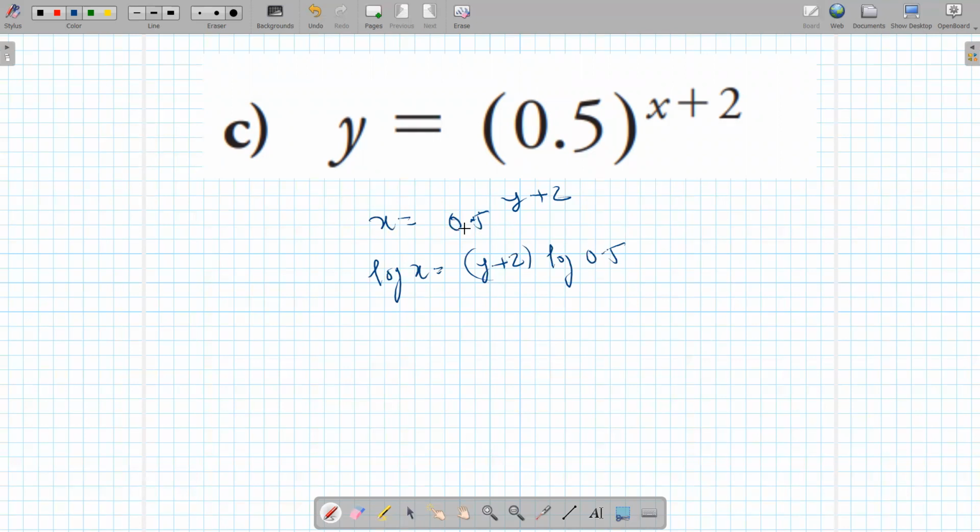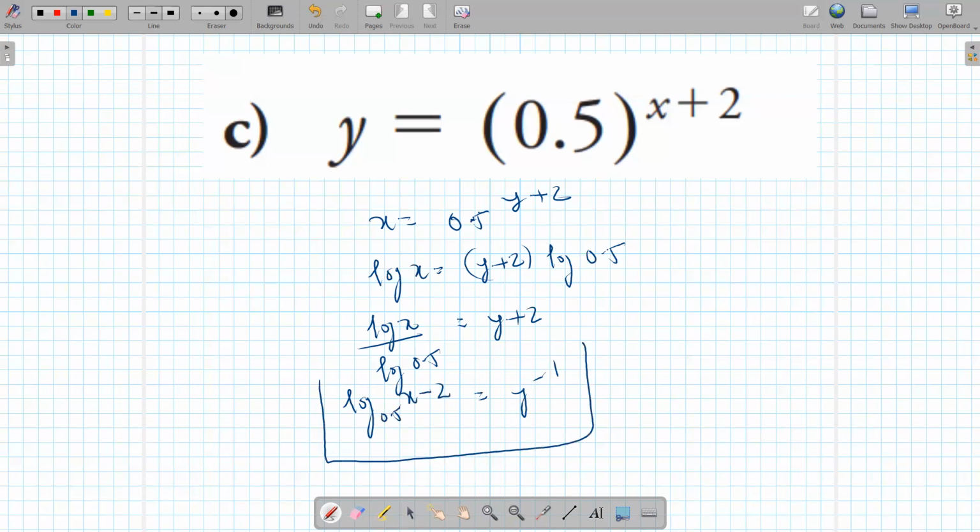We took the log on the right side, which allows us to bring the exponent down. Now we're going to divide both sides by log 0.5. And then finally, we're going to subtract 2. So therefore, y inverse is, again, you see logs dividing, you can rewrite that as a base. And there we go. That's the final answer. Do you understand what happened here? If you have log over log, the log on the bottom becomes the base here.